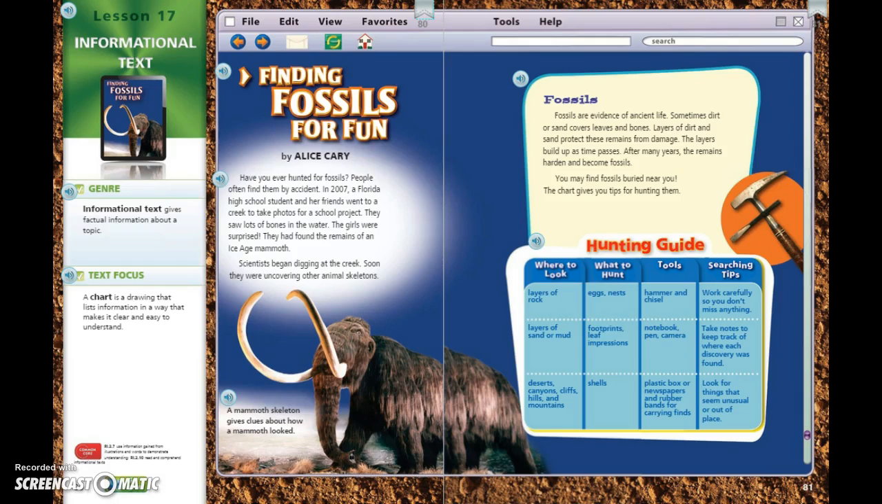What is the topic of the chart on page 81? How is the information in the chart presented? What kind of fossils might you find in the desert? Why would it be important to take a camera on a fossil hunt?